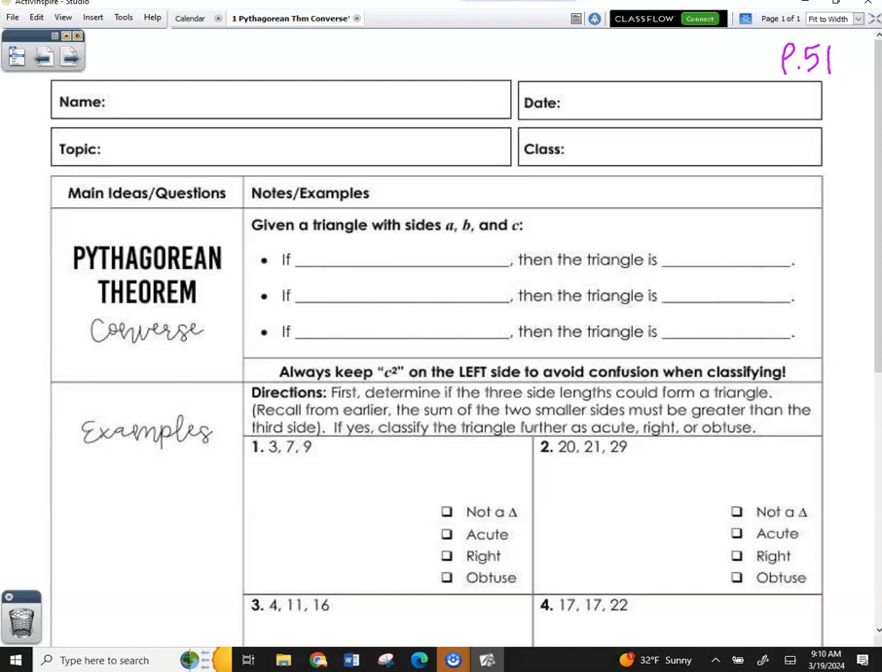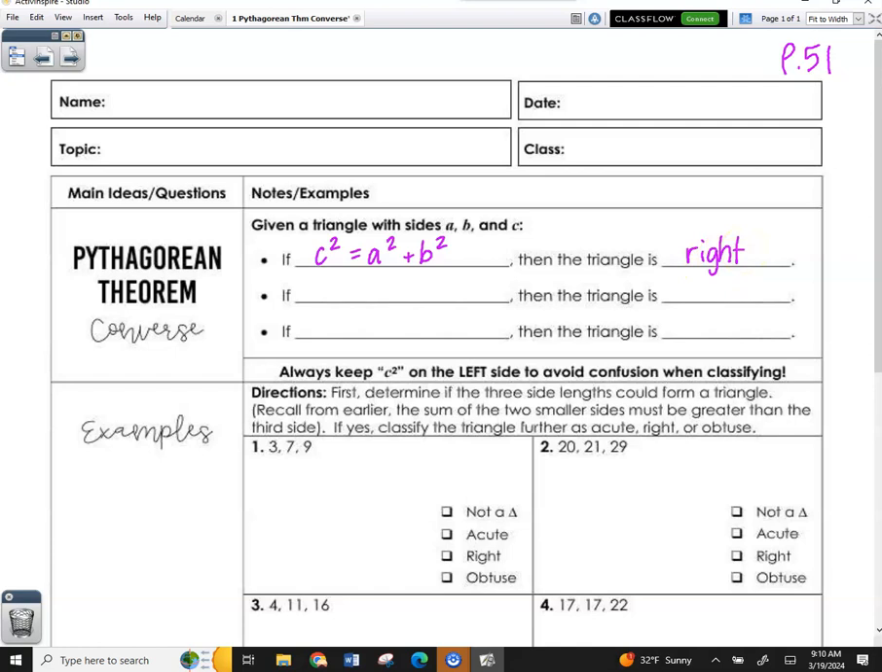So we can go ahead right here and say, now this is where it's going to feel a little weird. You're going to write it backwards. Instead of a squared plus b squared equals c squared, you're going to see why in a second, you're going to write c squared equals a squared plus b squared. So it's a little backwards. But basically, if you plug the three numbers in and the left equals the right, then the triangle is what type? A right triangle.